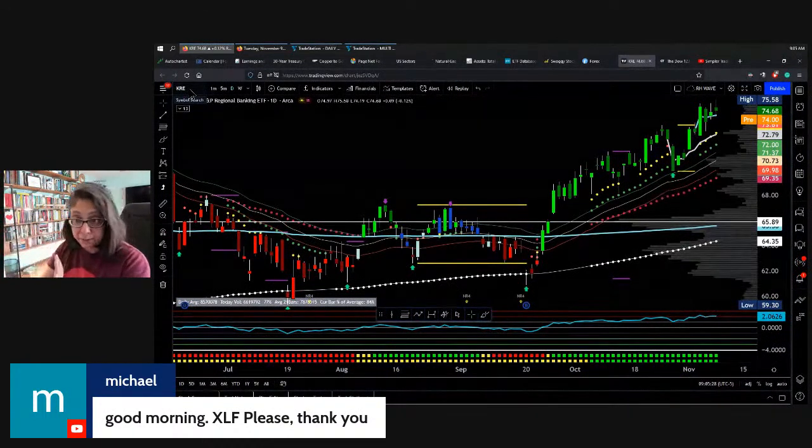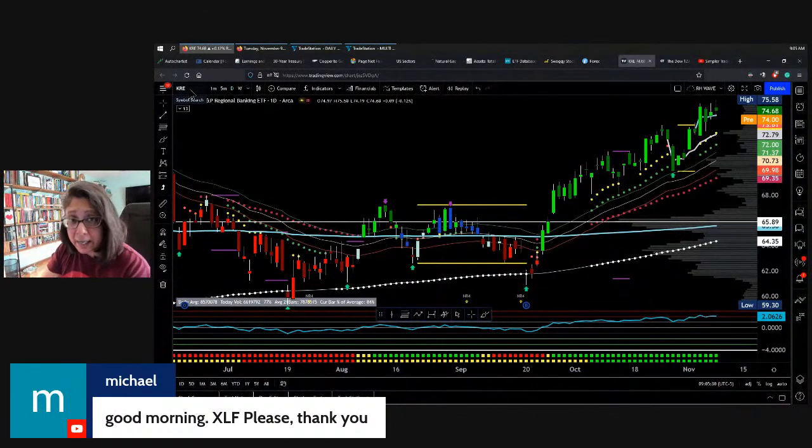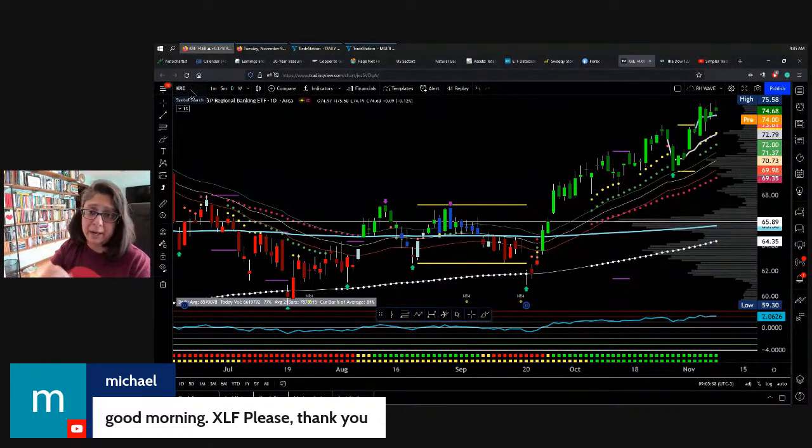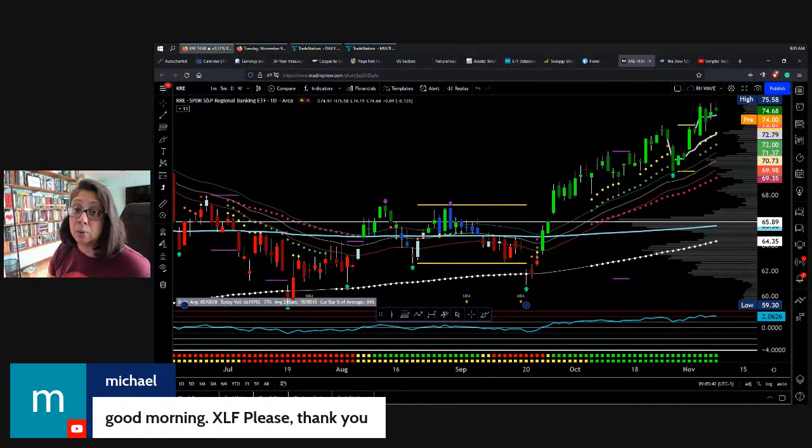Let's go to that next big grouping, which is the KRE. KRE, the regional banks. This is a better looking uptrend. It's a more established uptrend. So I'll be continuing to wait for pullbacks on this one. We can look at not only the 13 sitting right here. We've got a VWAP in this area. We've got a nice volume ledge in this area. There's a lot to like on the KRE.